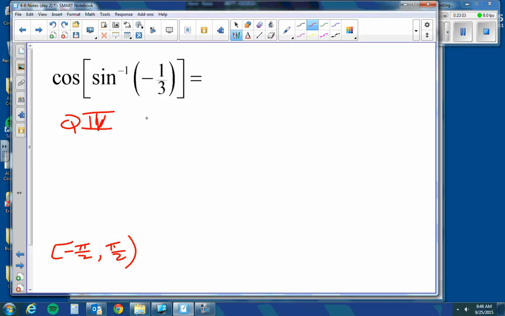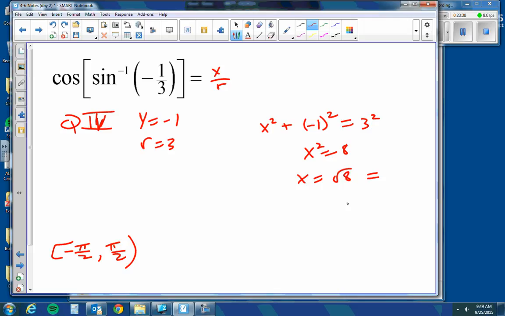Y over r is -1 over 3. That's what you know. What you need to produce the answer is x over r, because you're asked for the cosine of that same angle. So x squared plus 1 squared equals the radius squared. It's going to be positive 1, so when you subtract it, you get 8. So x is the square root of 8.